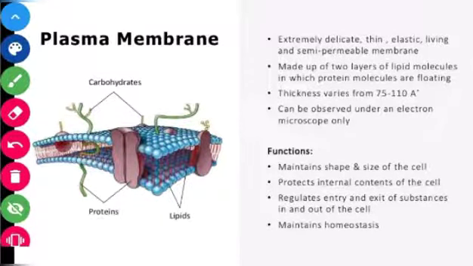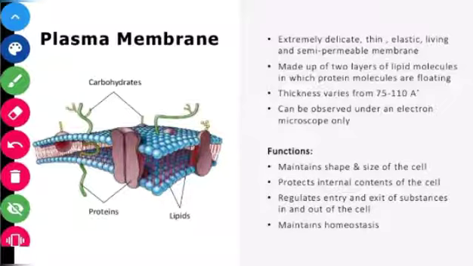Or else the cell will die. Next point, it protects the internal contents of the cell. Like the internal contents, what are there in the cell: mitochondria, ribosomes, lysosomes, endoplasmic reticulum, Golgi complex, vesicles. All these are protected by this plasma membrane.